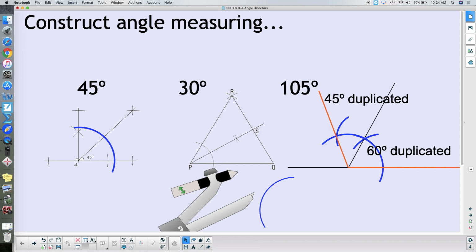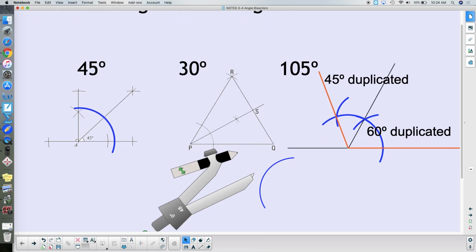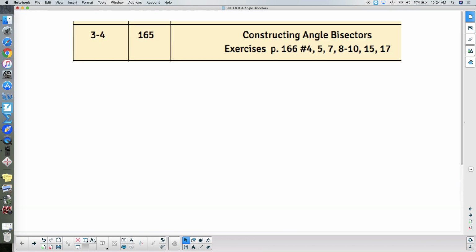And on homework, it's totally fine if in one problem you constructed a 60, that if you want to use it again in another problem, you just duplicate it right off your homework page as long as it's the same homework assignment. So these are your tasks, and this is due Monday.